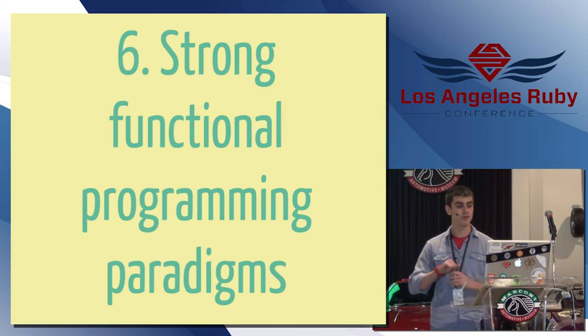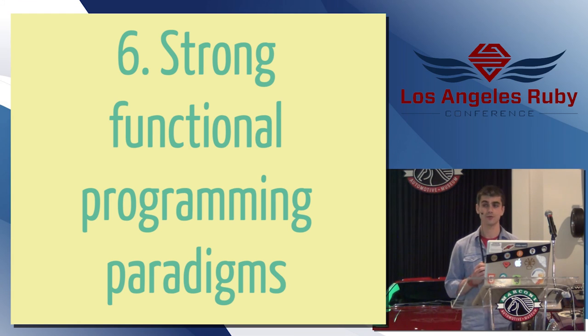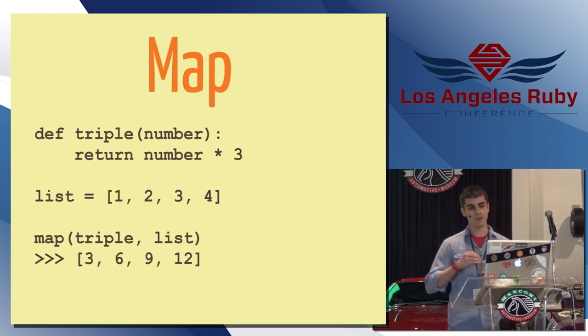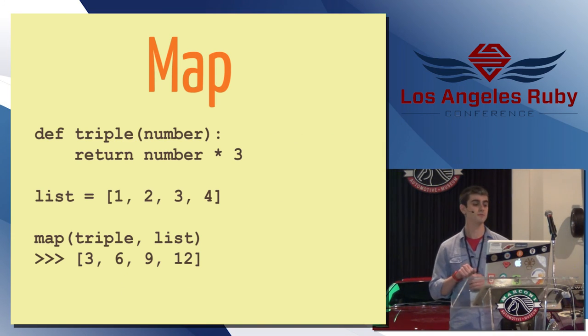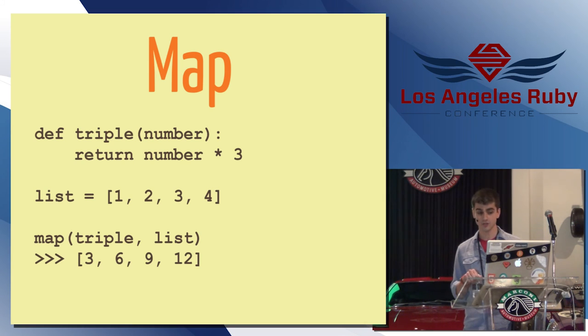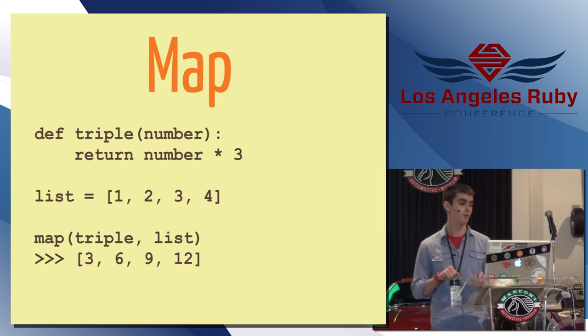Number six, there's strong functional programming paradigms in each language, which is very important. So let's take a look at map, which you remember from Ruby. So I define a function triple, which just returns the number times 3. So I can have a list, and I can run map on that list. So you call the map function. First, you pass in the function that you want, and then the list you want to operate on.